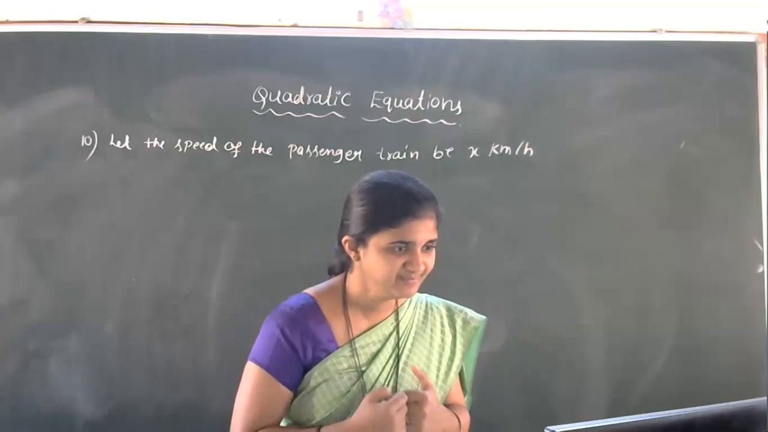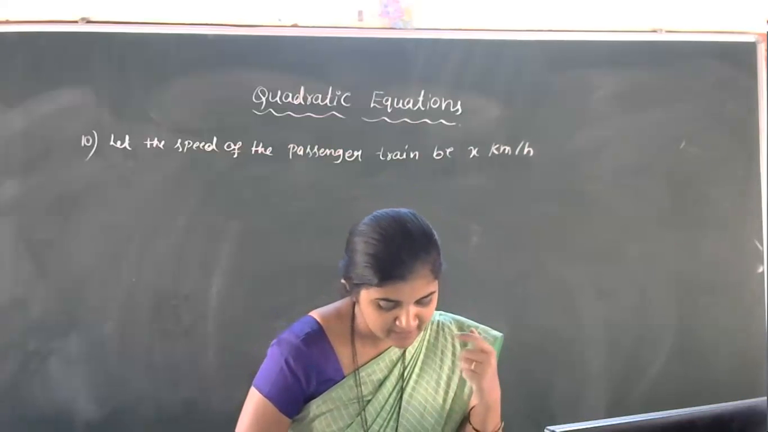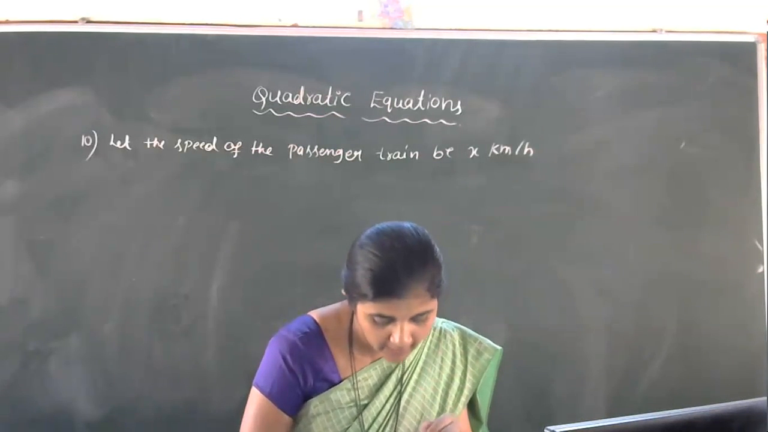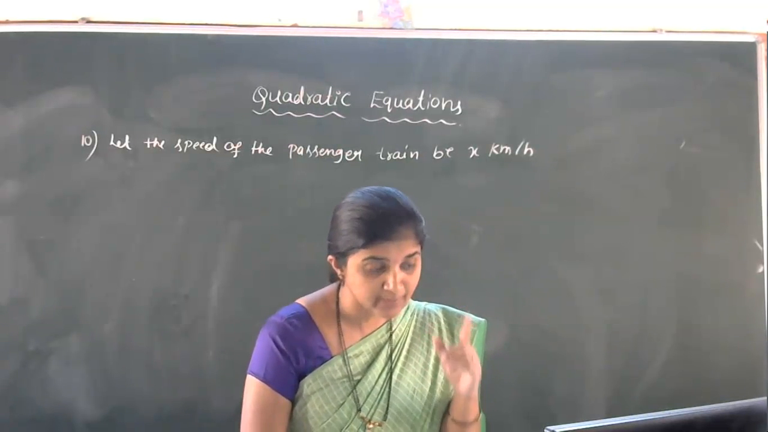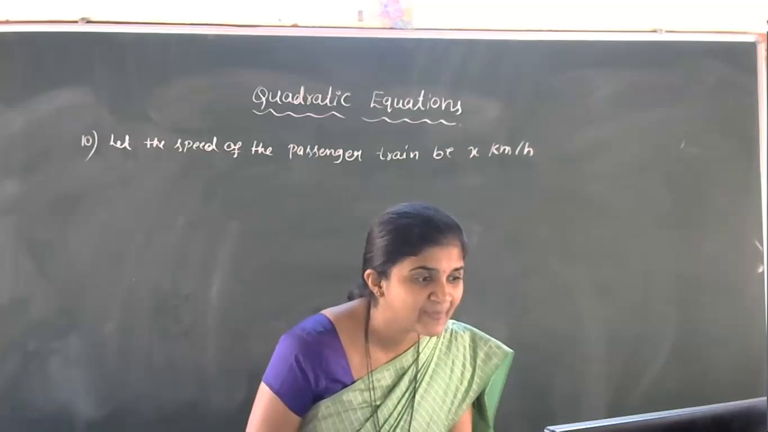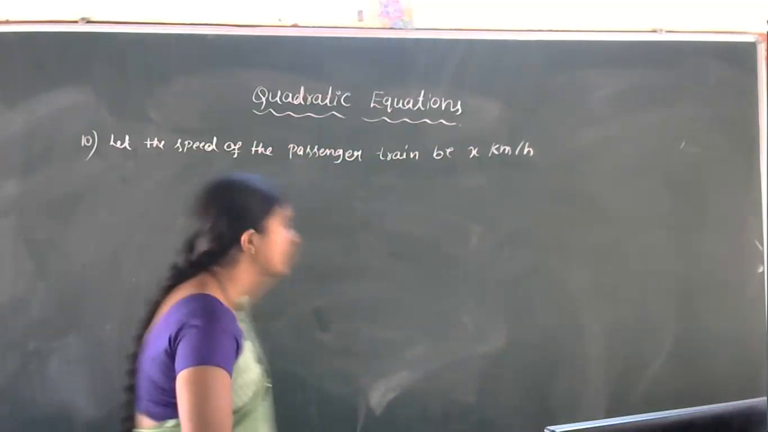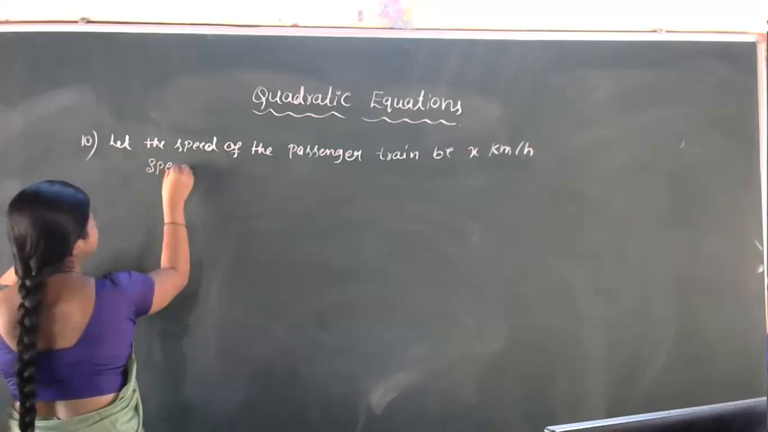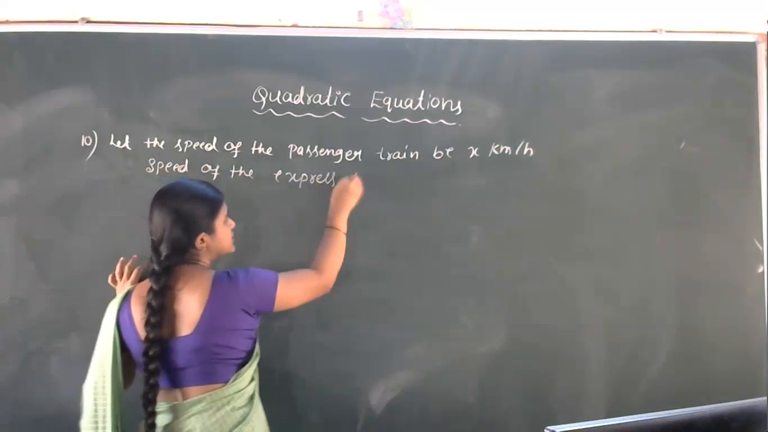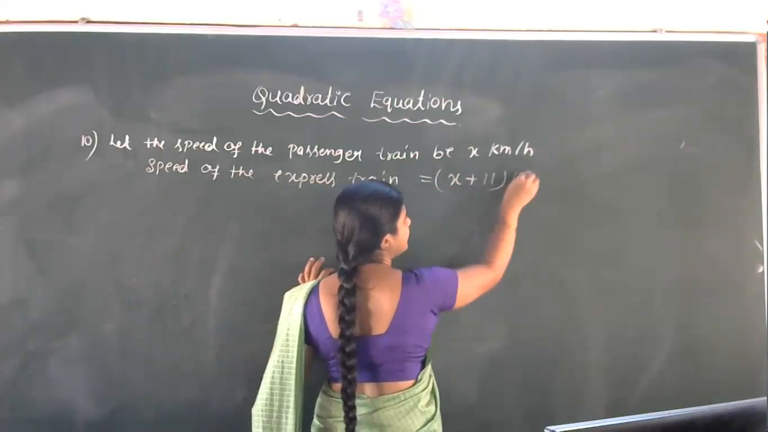Next, speed of the express train. If the average speed of the express train is 11 kilometer per hour more than the passenger train, 11 kilometer more than the passenger train, in the sense X plus 11, right? Next, speed of the express train is equal to X plus 11 kilometer per hour.